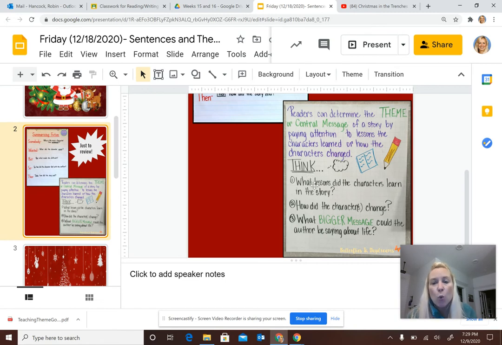So think, what lessons did the characters learn in the story? However, sometimes the characters don't necessarily learn lessons. Sometimes we learn the lessons from the mistakes the characters made. So you also got to think about that. But you could think about how the characters change from the beginning to the end of the story. You could think about number 3. What's the bigger message the author could be saying about life?